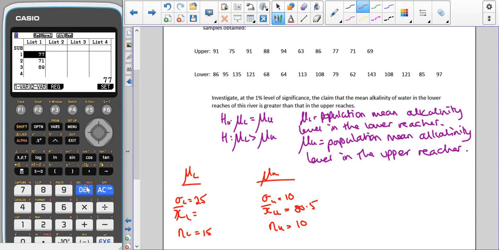Going to do the same now for the lower part of the reaches. So we've got 86, 95, 135, 121, 68, 64, 113, 108, 79, 62, 143, 108, 121, 85 and 97. And again, just double check that you've entered all of those in correctly.